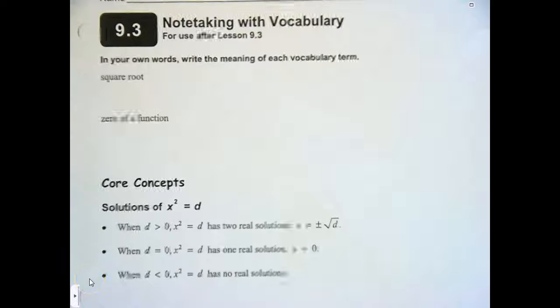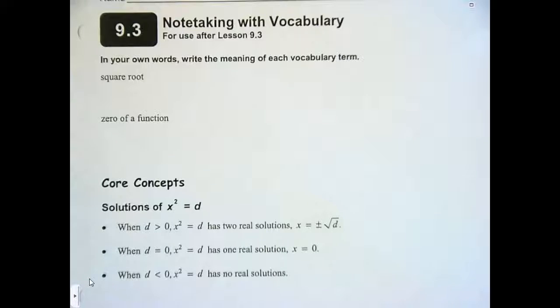Hey, today's lesson should not take tons of time. On page 288, there are a couple terms here, square root and zero of a function. And hopefully by the end of this, if you don't already know those, you'll be able to address those.